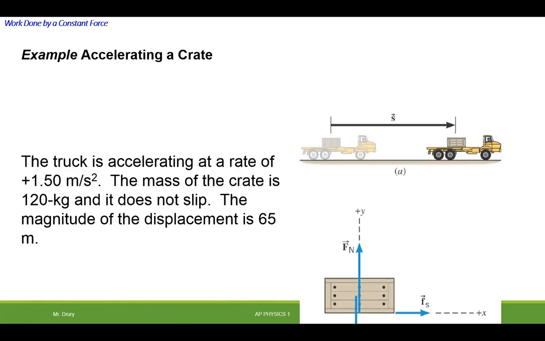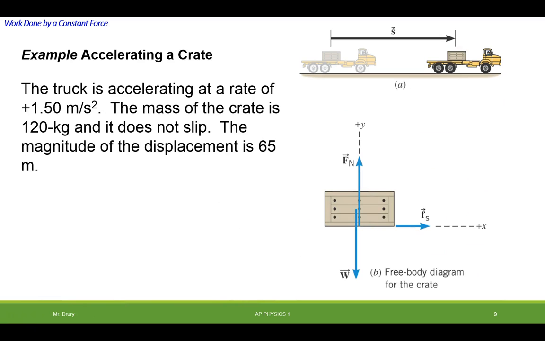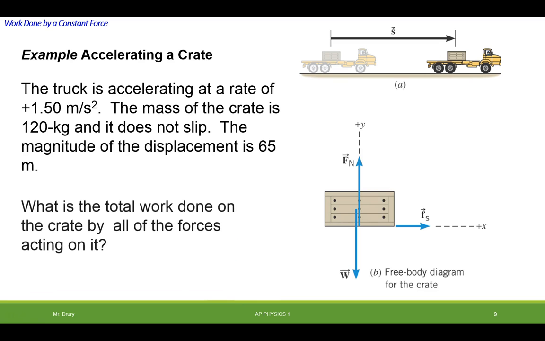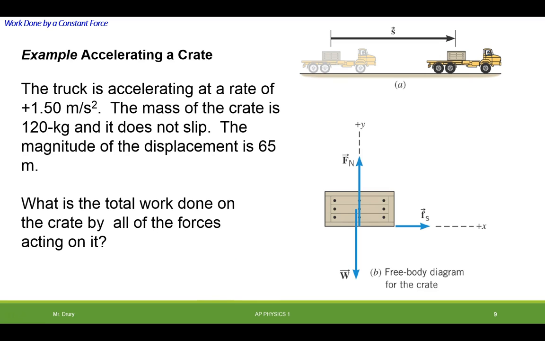All right, let's look at the idea of an accelerating crate. A truck is accelerating at a rate of 1.5 meters per second squared. The mass of the crate is 120 kilograms, and it doesn't slip. The magnitude of the displacement is 65 meters. What I would like to know is, what's the total work done on the crate by all the forces acting on it? What I'd like to do is look at each of these forces independently.